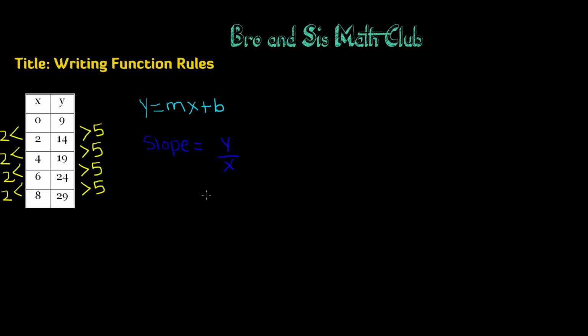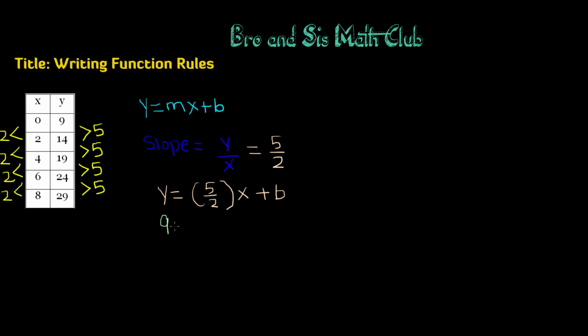Now that we know our slope, we can go ahead and find the y-intercept. So our slope is 5 halves, and if we plug it into our y equals mx plus b equation, we will have y equals 5 halves x plus b. Now in order to find the y-intercept, or the b, we need to plug in the x and y values. For that, we can choose any point from our table. So let's say I choose 0, 9.